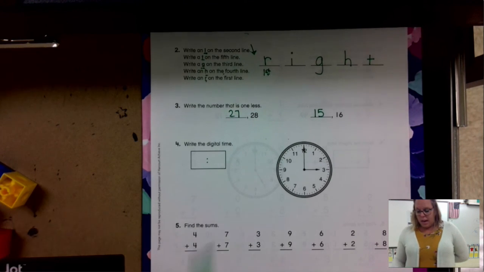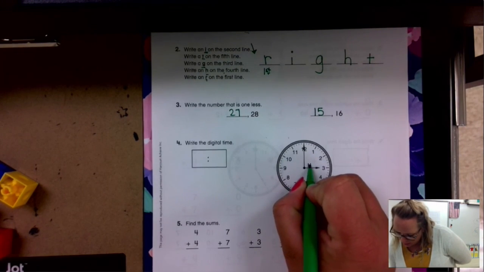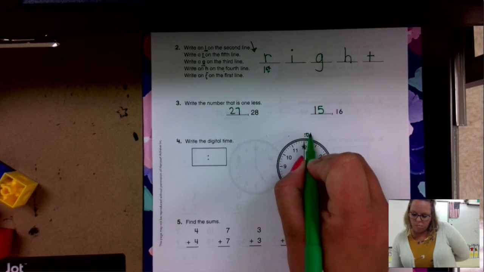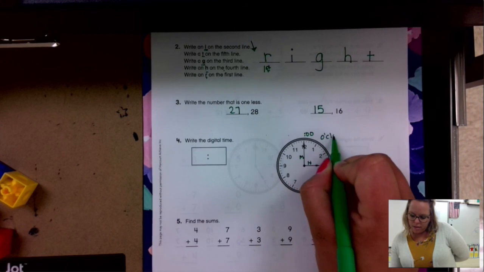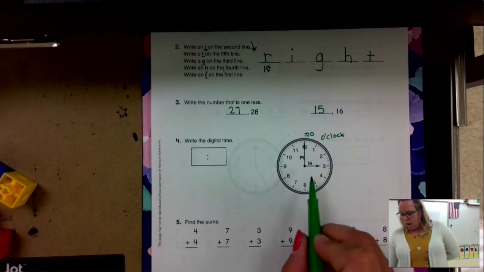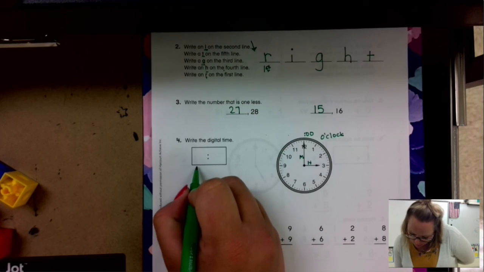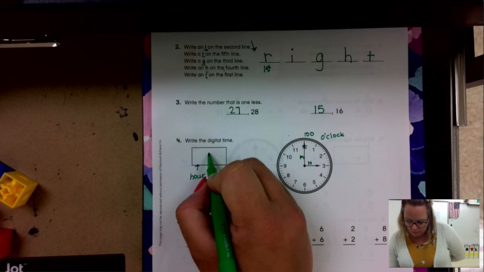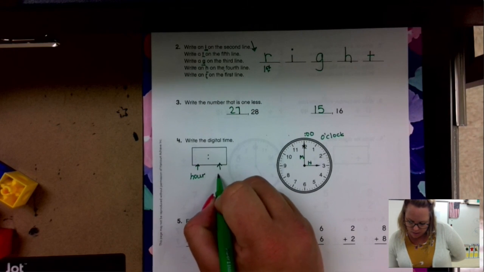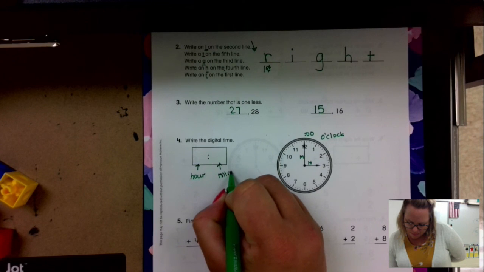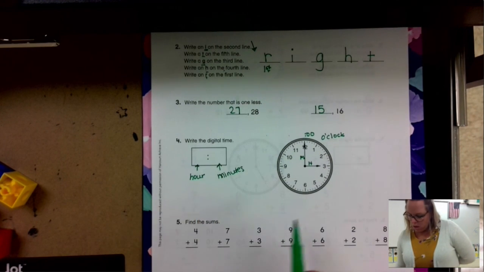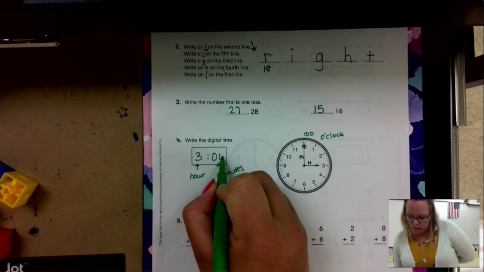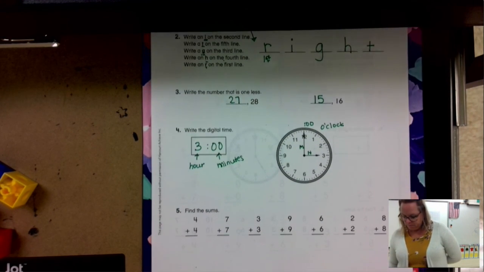We're gonna write the digital time. You can see our clock here. Here's our hour hand. Here's our minute hand. Minute hand is going right up at that 12. Remember, 12 means o'clock, doesn't it? Okay, and our hour hand is pointing at the 3. So remember, when we're looking at digital time, the hour goes to the left of the colon. Remember, these are your colons. And this is your minutes. Okay, so it's 3 o'clock. 3, and the 2 zeros give me o'clock.